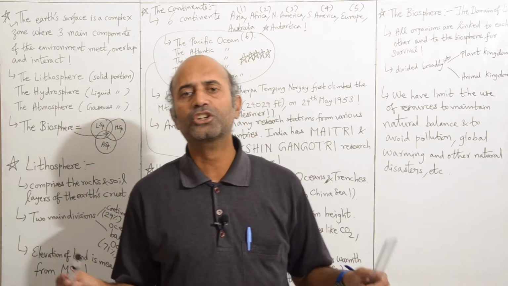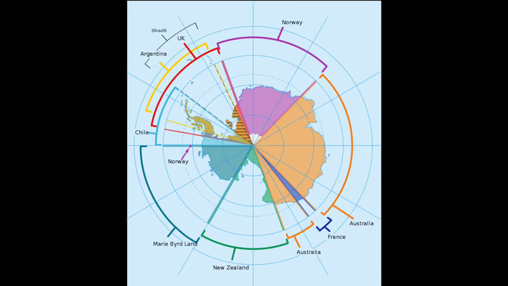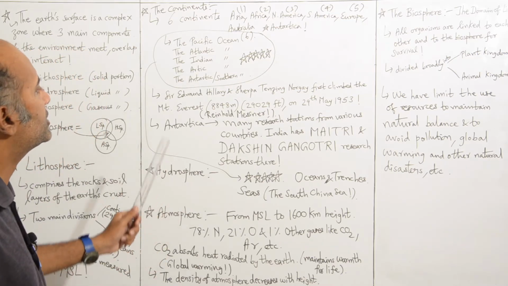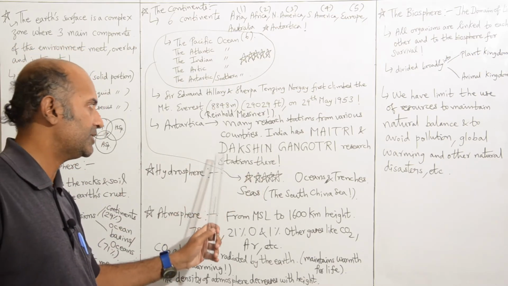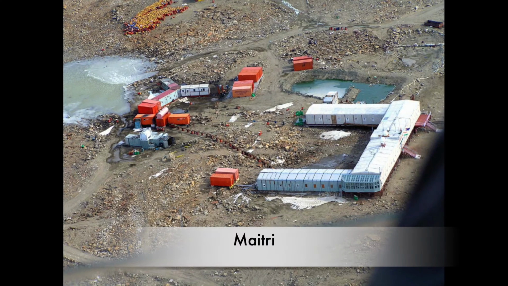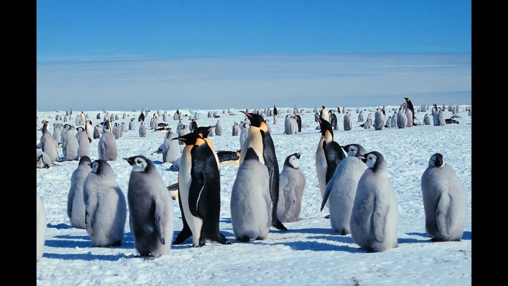Because Antarctica is a continent which does not belong specifically to a particular country, the rest of the world have made an agreement to use part of Antarctica for their own particular research purposes for their own countries. Antarctica has many research stations from various countries including India. Our own country India has Maitri and Dakshin Gangotri research stations there. Antarctica is nicknamed as the frozen continent.